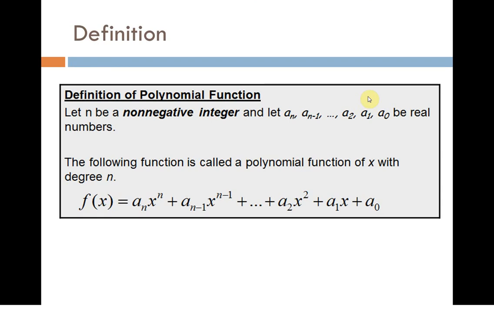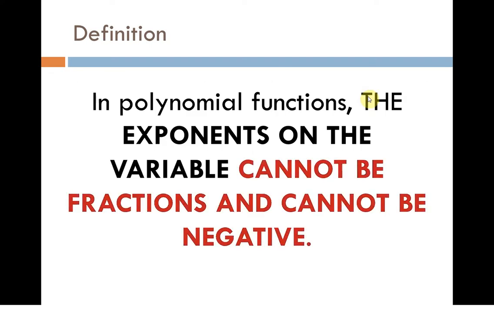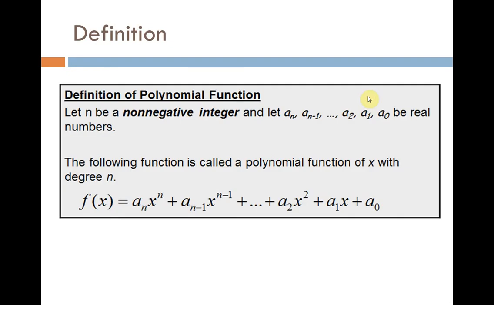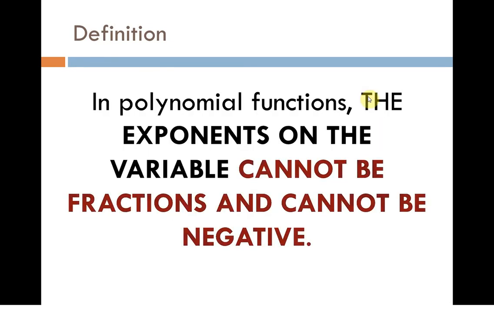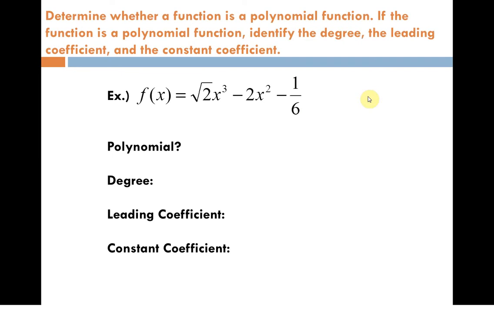Okay, so here's the fancy math definition of a polynomial. It's a non-negative integer, and a real number. All of this means the exponents cannot be fractions and they can't be negative. So all that scary stuff just means this: in order to be a polynomial, all of your exponents have to be positive and not fractions. That's the gist.